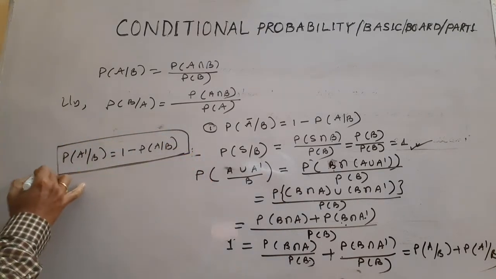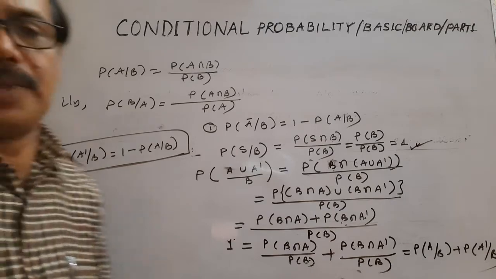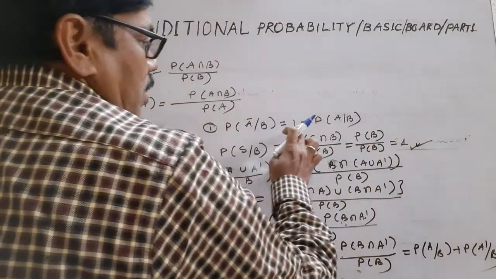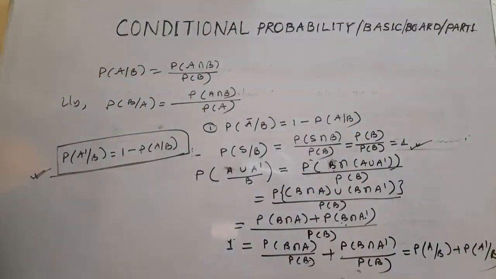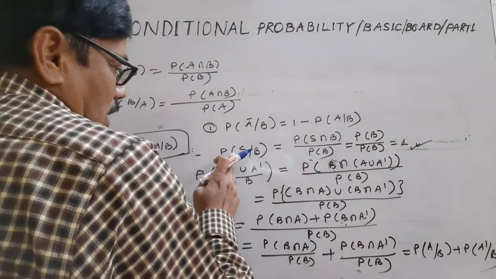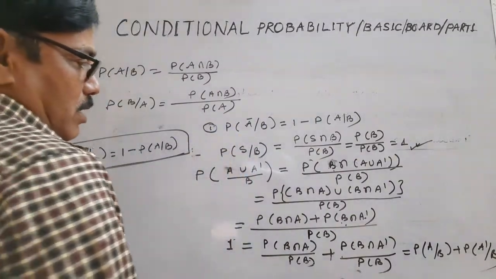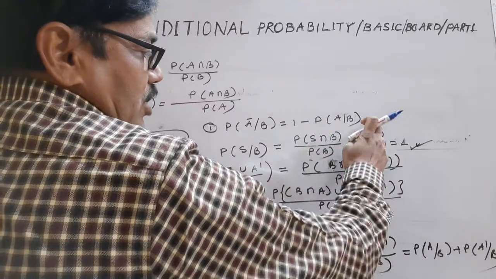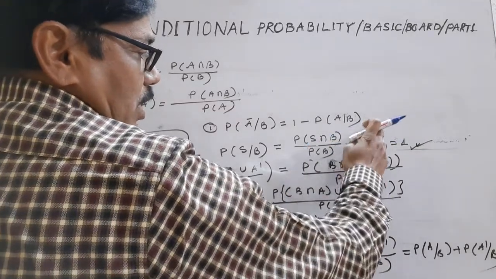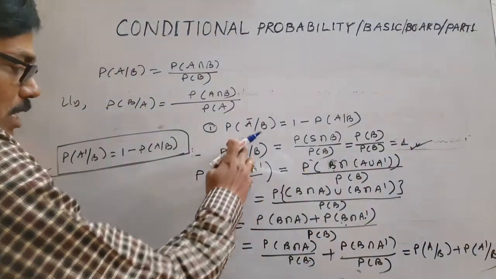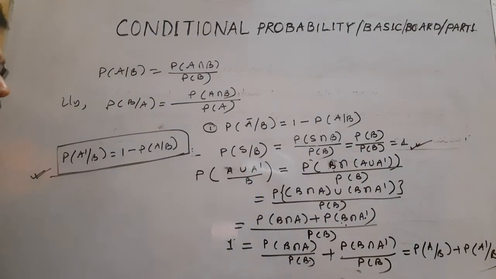So no need of proof, you remember it. So listen again. P(A'|B) = 1 - P(A|B). Now to prove this result, we use this one. P(S|B), S is a sample space, equals P(S intersection B) by P(B). S intersection B is B, so P(B) by P(B) equals 1. So what is S? A union A', by B unchanged.